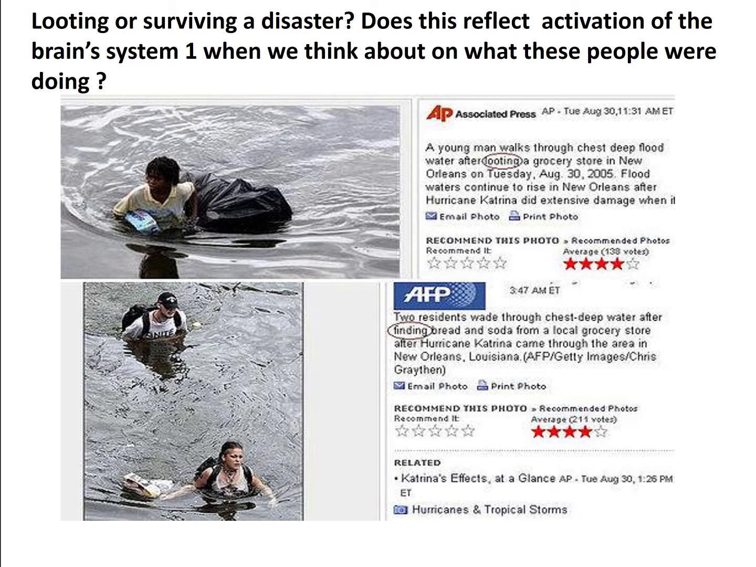The next slide shows two white people wading through the water with packages, and the news print says two residents wade through chest-deep water after finding bread and soda from a local grocery store after Hurricane Katrina. Notice, again, these people are doing exactly the same thing. The difference is in their color and their race and ethnicity.